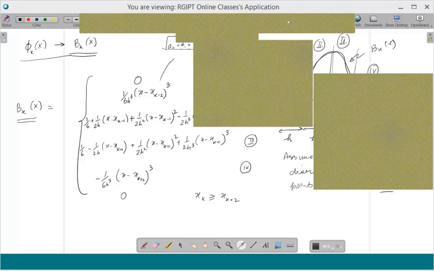Bk has only one value. If you choose x, bk will have a given value. Yes, for a given x, bk will have only one value. Okay, all right. Good.